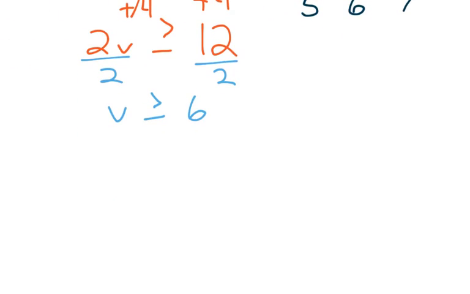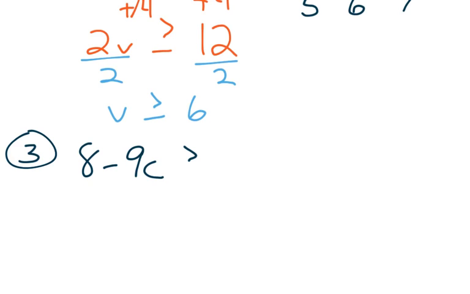Let's try another one here. Number 3, 8 minus 9c is greater than or equal to negative 28. Okay, so anything not directly attached to the c, like this 8, needs to go away, and it's positive 8, so to make that 0, to make it go away, I need to subtract 8. If I add 8 here, what I'm going to be left with is 16, and that's not going to be any help.